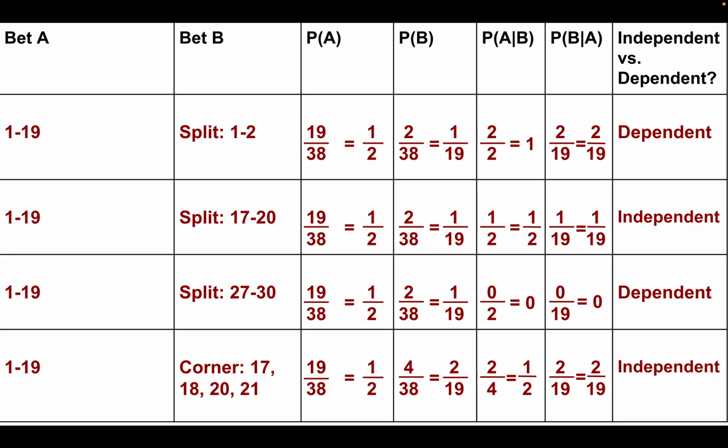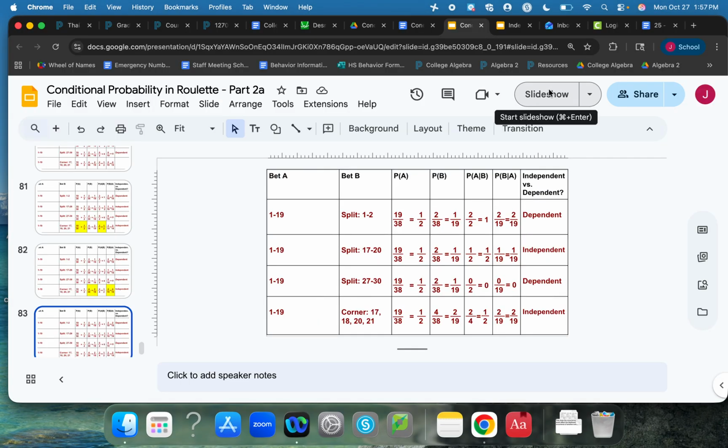In my next video, I'm actually going to change the number of numbers on the board because that's what you're going to do in your project. And then I'm going to show you some different ways that you can get bets that work out to be independent. Okay, so hopefully this helps. Let me know if you have any questions.